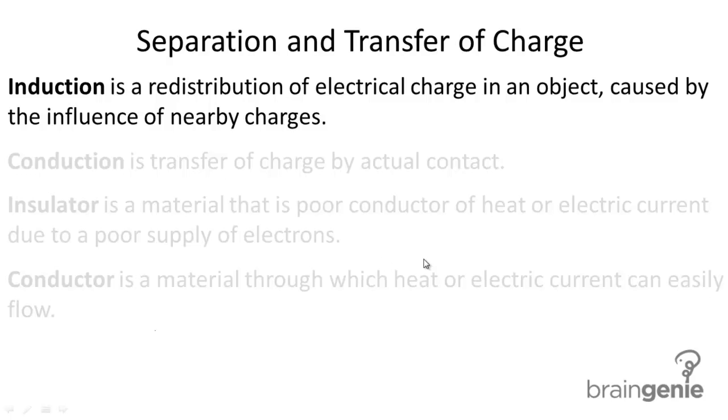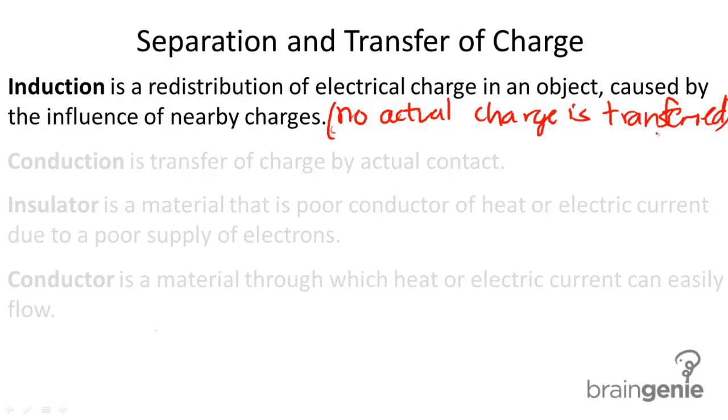Separation and transfer of charge. Let's first go through two different modes of transferring charge. The first mode is called induction, which is a redistribution of electrical charge in an object caused by the influence of nearby charges. Important thing to note, no actual charge is transferred in induction. A charge is induced. When you think induction, think the word induced.